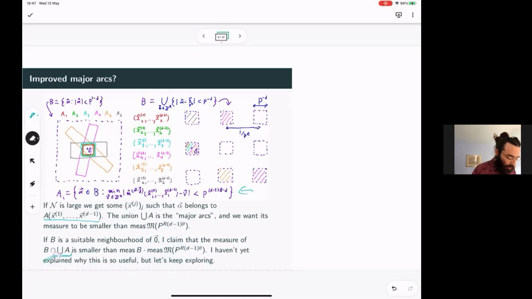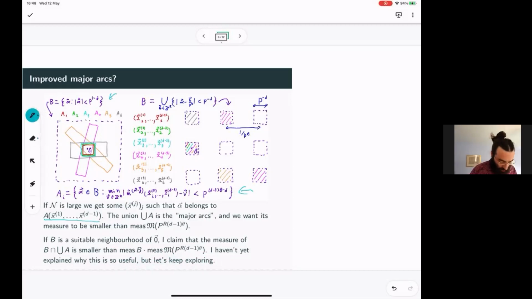In particular, if we're only considering the intersection of the major arcs with a neighborhood of the origin, then what small means is this. Here we have Birch's major arcs, and the naive expectation for the measure of the intersection of Birch's major arcs with our small neighborhood of the origin B would just be the product of the two measures, because these are both subsets of the unit hypercube.